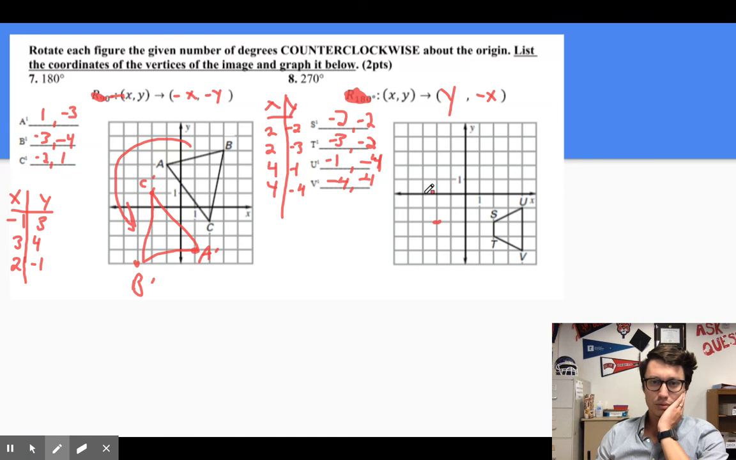2, 3, negative 2. U prime is at -1, -4, -1, -4, 1, 2, 3, 4. And V prime is at -4, -4, -4, -4. There we have our shape that was rotated 270 degrees.